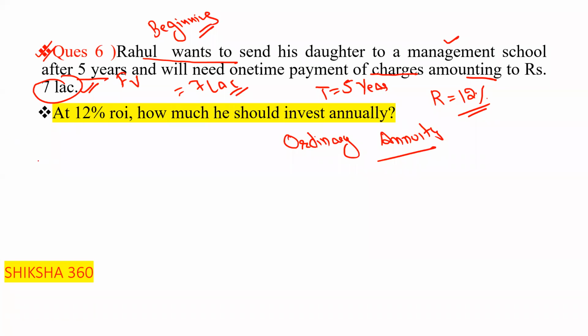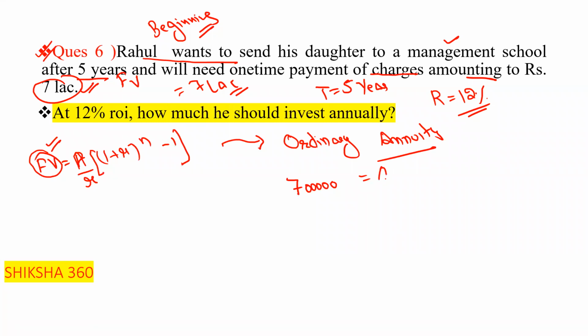Here they have given the future value. So just write the formula: A upon R, into (1 plus R) power n minus 1. This is the formula of the ordinary annuity where we are given the future value. So just put in the values: future value is equal to 7 lakh.